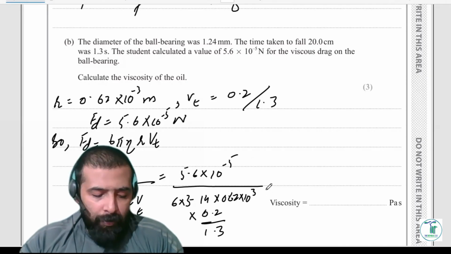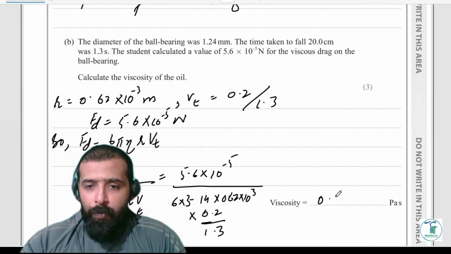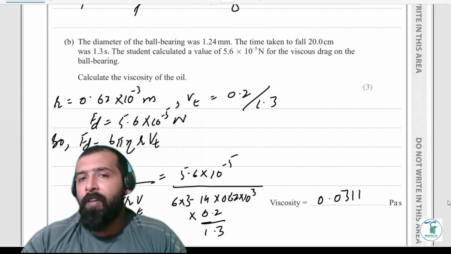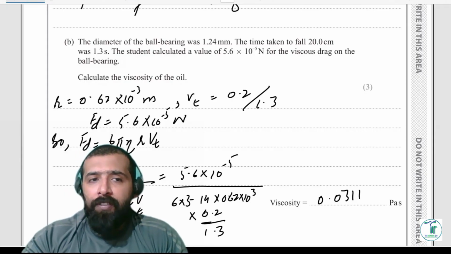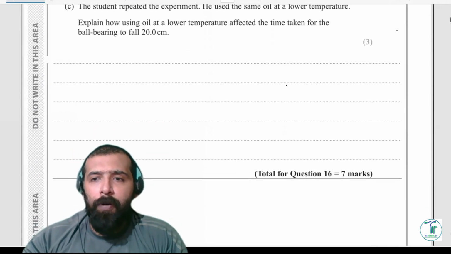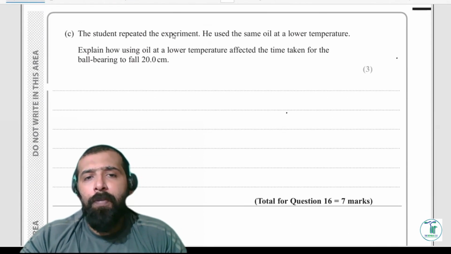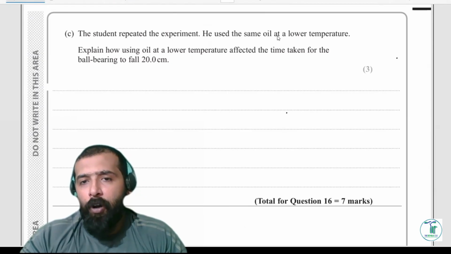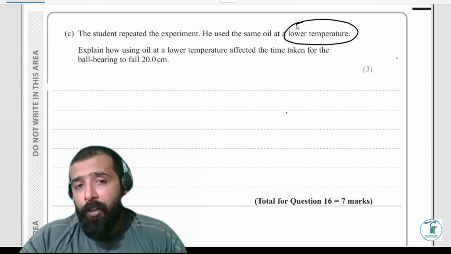And by dividing them up, you'll get some viscosity that should be 0.0311 pascal seconds. So that is how you'll be looking for the viscosity. And now you've got the C part, right? The student repeated the experiment. He used the same oil at a lower temperature. So lower temperature, what does that mean? The liquid should be having a high viscosity.